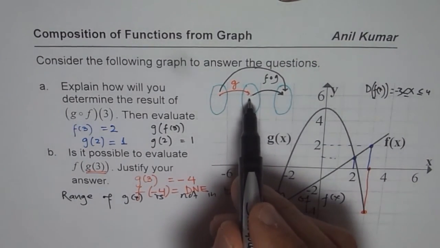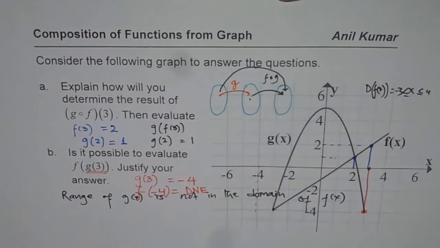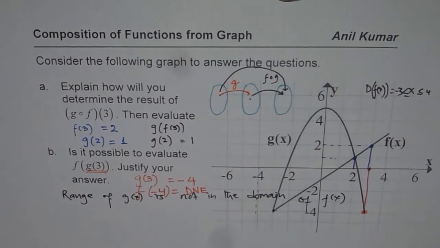So the range of g of x should be in the domain of f for the values. If it is not, then you cannot find it. So some could be evaluated, some cannot be evaluated. That is how we figure it out. I hope that's absolutely clear.